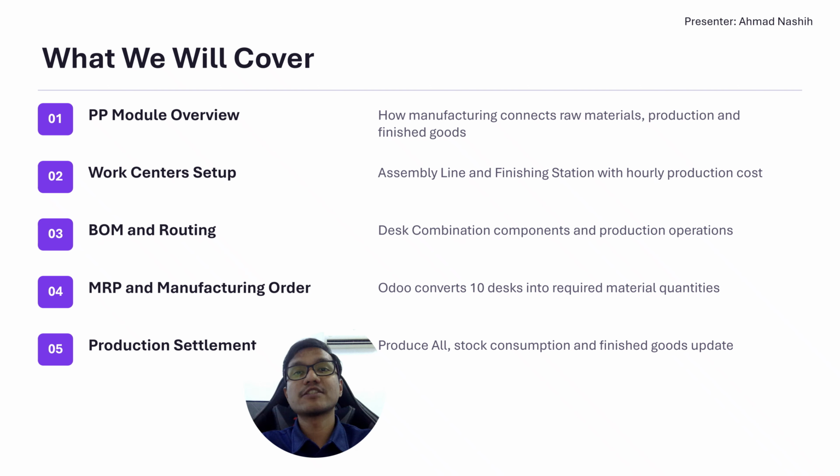First, I will briefly explain the PP module overview and how it connects raw materials, production, and finished goods. Next, I will show the work centers that were configured in Odoo, followed by the bill of materials and routing setup for the desk combination product. After that, I will explain how Odoo calculates material requirement through the manufacturing order. And lastly, I will show how production is completed and how the finished good inventory is updated.